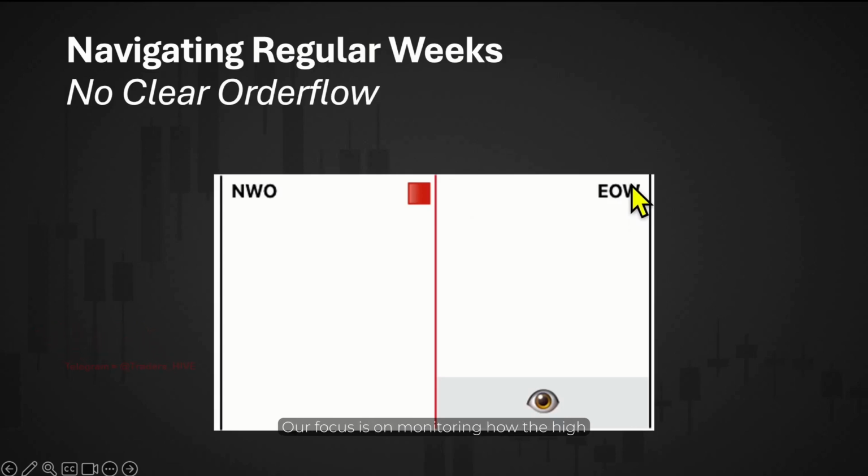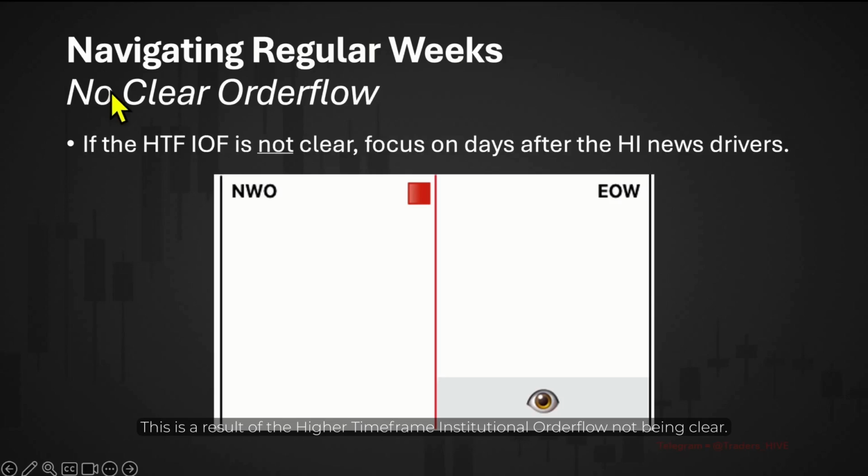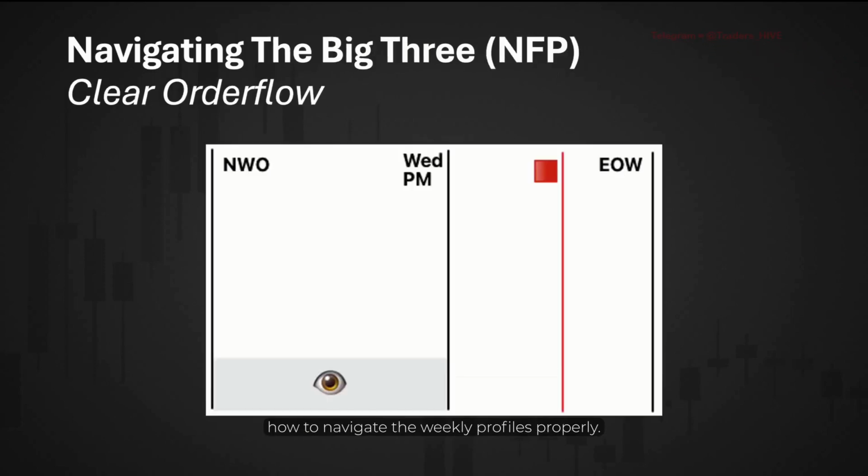Our focus is on monitoring how the high impact news will get utilized to inject volatility into the markets so that opportunities can present themselves after the high impact news before the end of the week. Do you notice the difference? This is a result of the higher time frame institutional order flow not being clear. So as a general rule of thumb, if the higher time frame institutional order flow is not clear, focus on days after the high impact news drivers. This is a keynote for your protocols because this shows you how to navigate the weekly profiles properly.